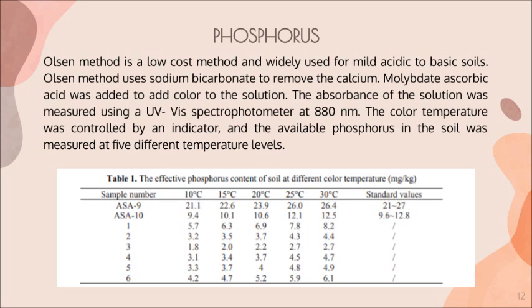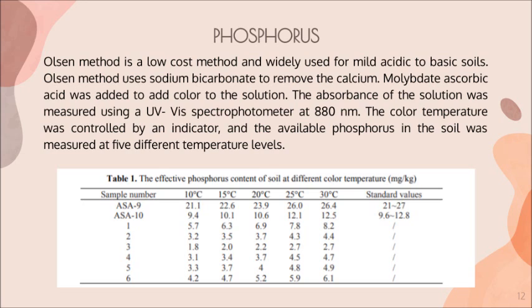And as the difference between the extraction temperature and 25 degrees Celsius decreased, the difference in the available phosphorus content between the temperatures also decreased. The difference in phosphorus content is due to the effect of extraction temperature on soil available phosphorus.